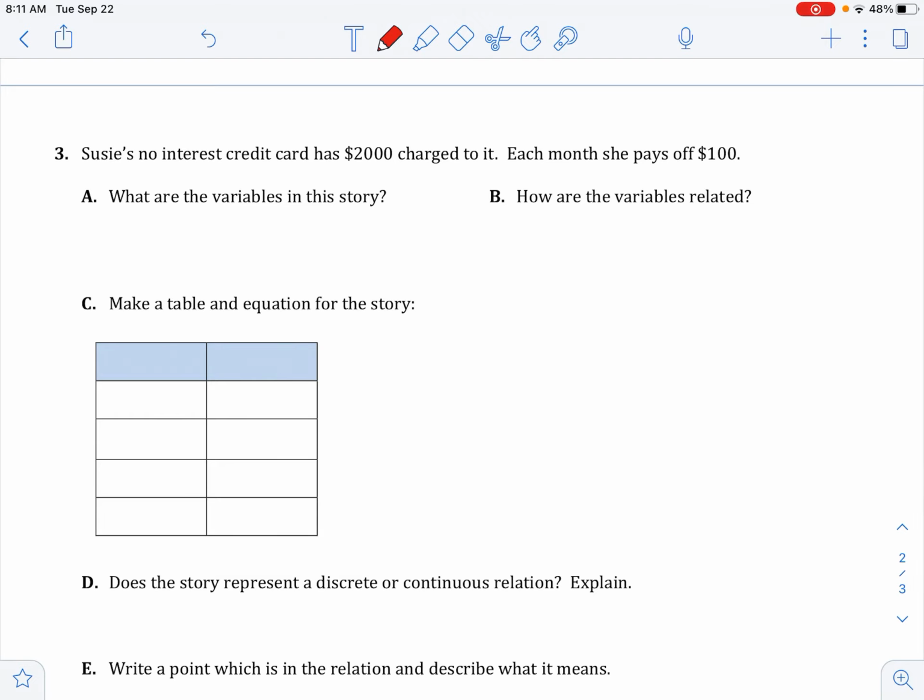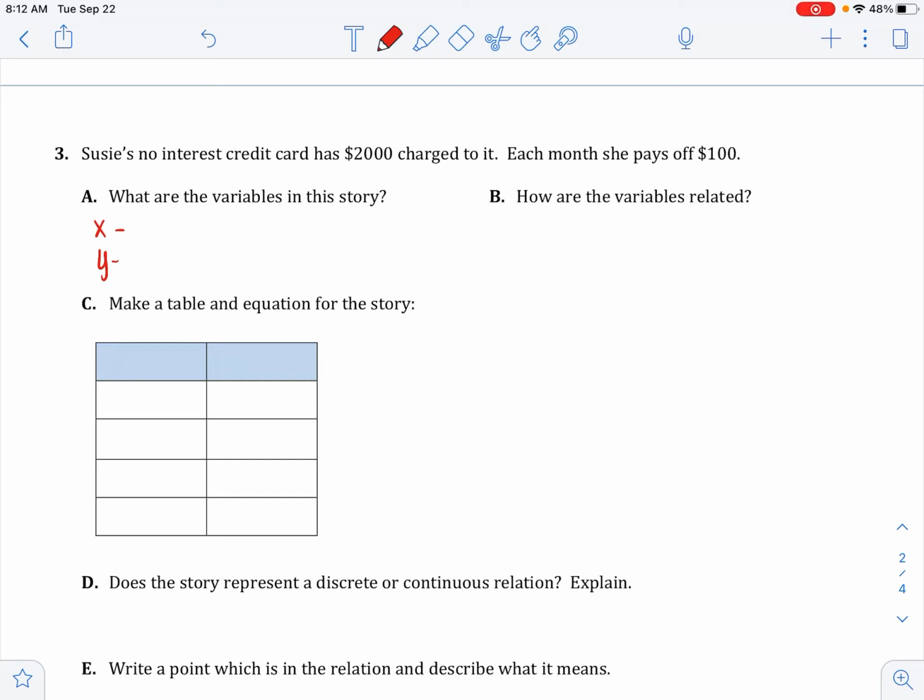All right, so let's try another one here and then do a little domain and range from a graph, and then you'll be able to start working on your review. Susie's no-interest credit card has $2,000 charged to it. No-interest credit cards are amazing. Each month she pays off $100. What are the variables in the story? So we need X and we need Y.